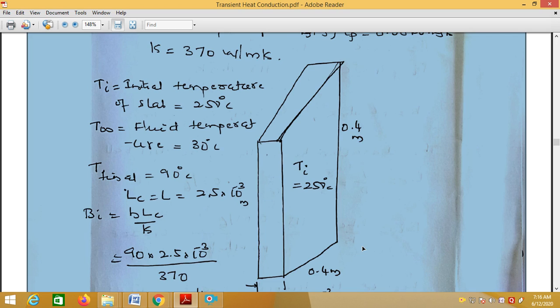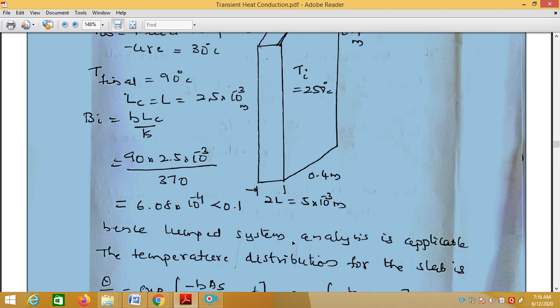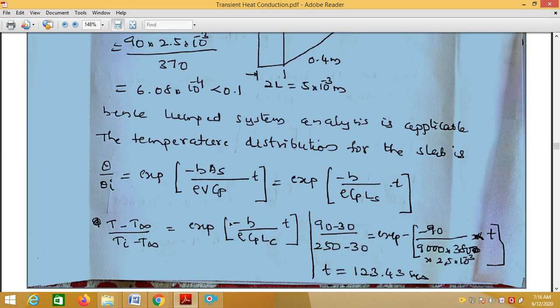We know the value of h, and Lc is 2.5 into 10 raised to minus 3. Substitute the values and we will get Biot number equal to 6.08 into 10 raised to minus 4. It is less than 0.1. Hence lumped system analysis is applicable.